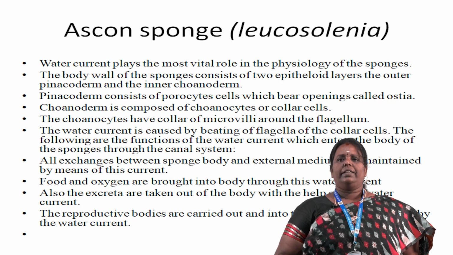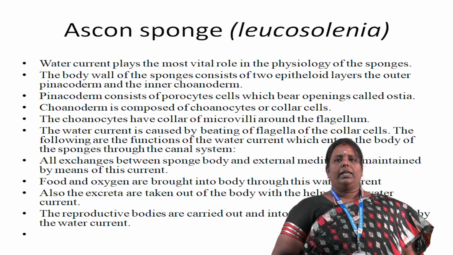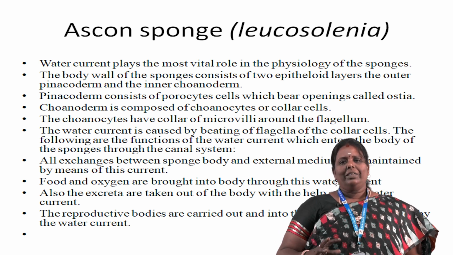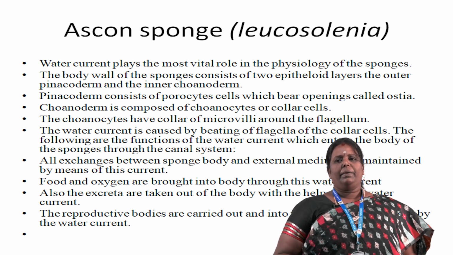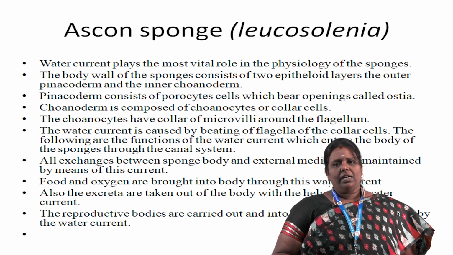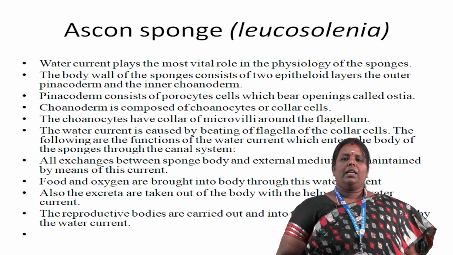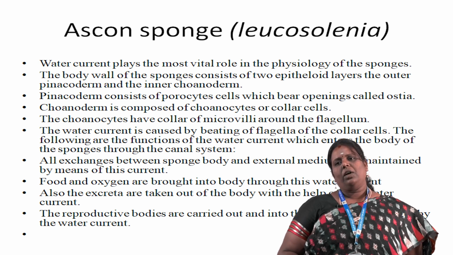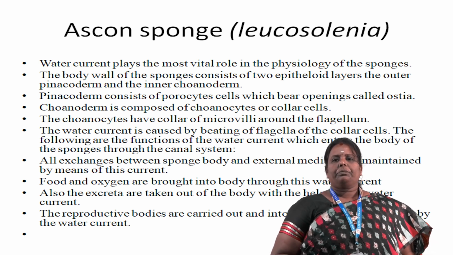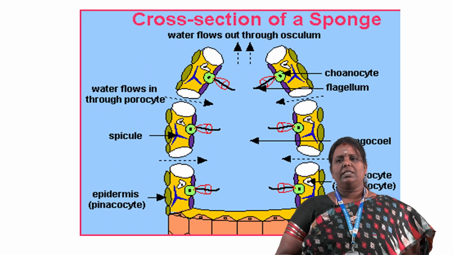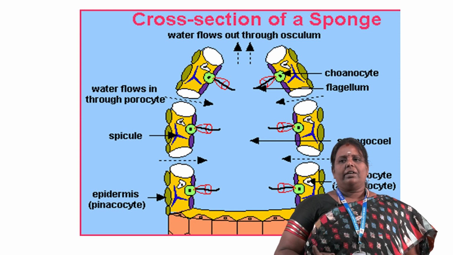Next, this slide shows that the water current plays a vital role in the physiology of sponges. All the exchange between the sponge and the external medium is maintained by the water current, and excretory products are removed with the help of the water current, as is reproduction. Next, this is a cross section of the sponge. I have already explained this cross section.